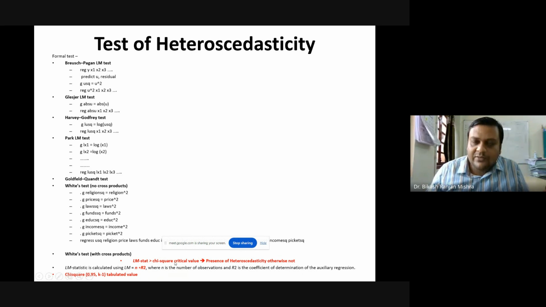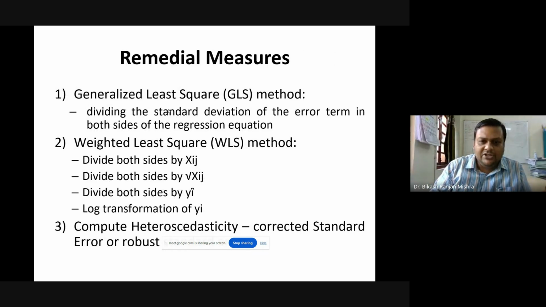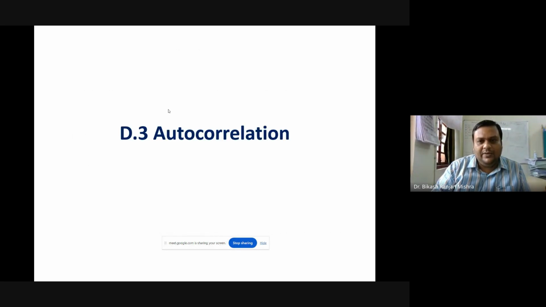So if the critical value is greater than the tabulated, then reject the null hypothesis. Rejecting the null hypothesis indicates that there is heteroscedasticity; otherwise, there is a homoscedastic case. So in that way, you can check for heteroscedasticity. And the example, I'm not going to repeat now. The remedial measure is that there are different versions of modified OLS called GLS and WLS. In this way, you can address the heteroscedasticity problem.